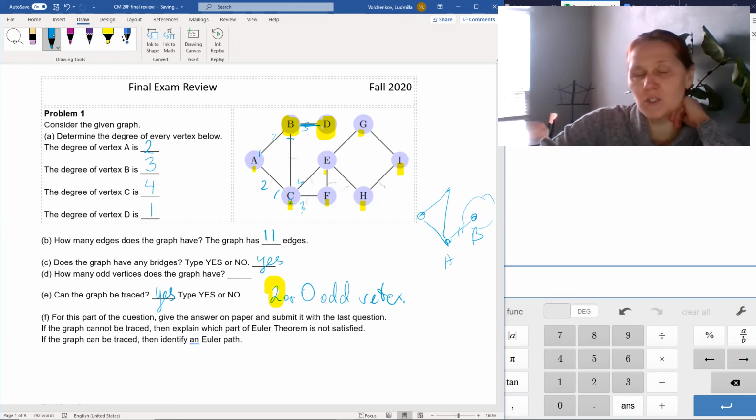And the answer for the last question will be submitted on paper with the last problem, when you take the photo of your shown work. So yes, it can be traced.